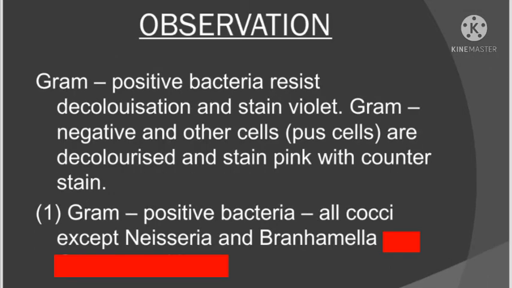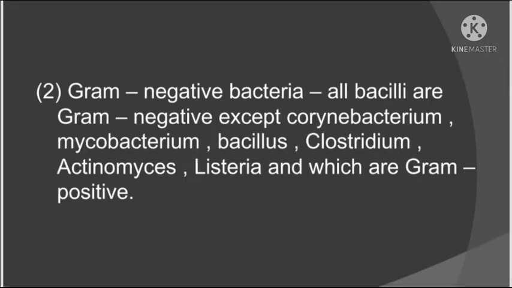Observation: gram positive bacteria stain violet. Gram negative bacteria stain pink. Gram positive bacteria are all cocci except Neisseria and Branhamella. Gram negative bacteria: all bacilli are gram negative except Corynebacterium, Mycobacterium, Bacillus, Clostridium, Actinomyces, and Listeria.